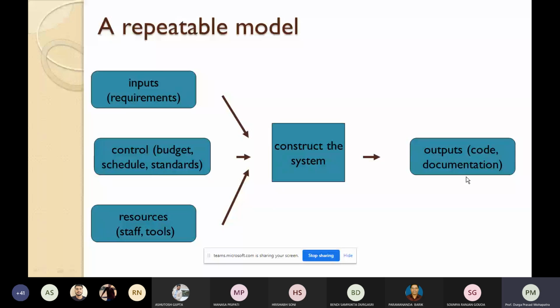So in order to move from the defined to the managed stage, what are the KPIs? You have to concentrate on organizational process performance and quantitative project management. Quantitatively, we have to measure.